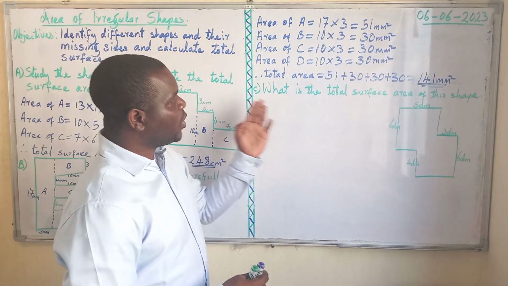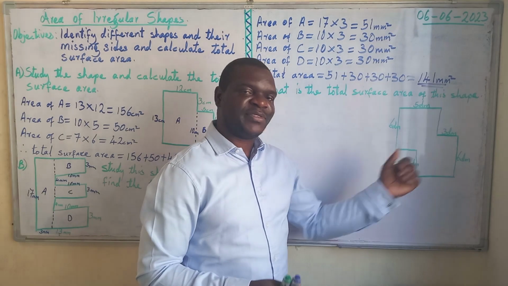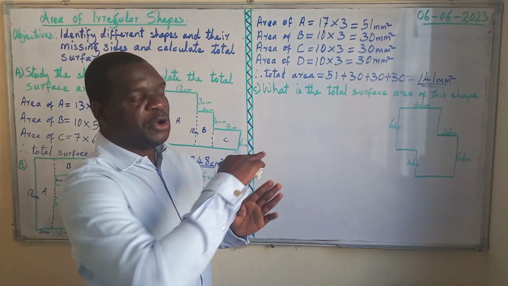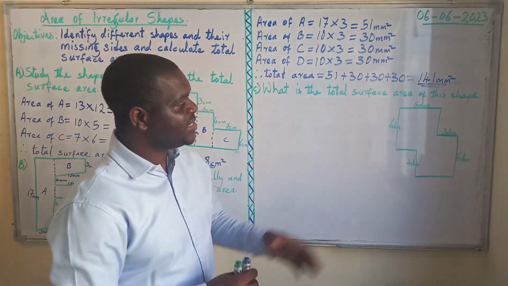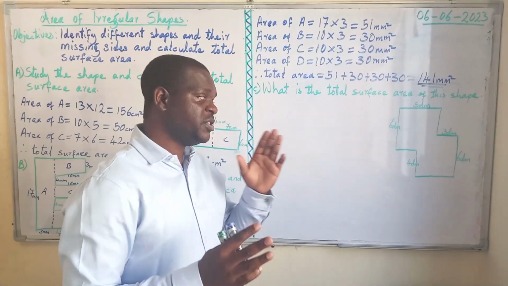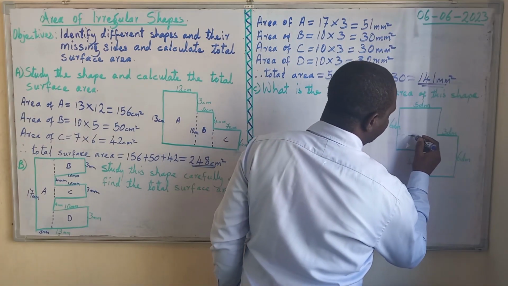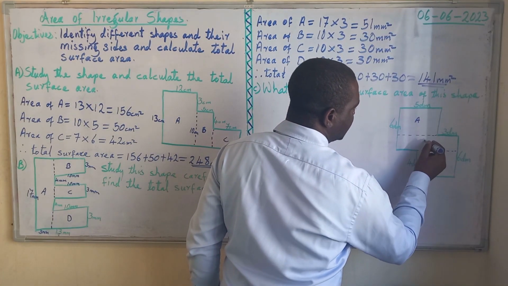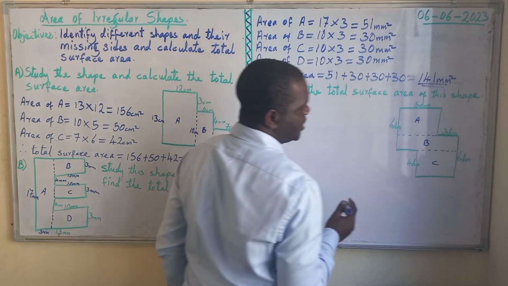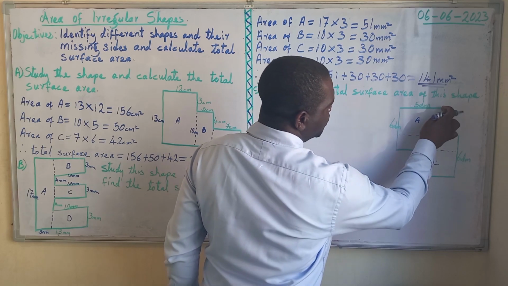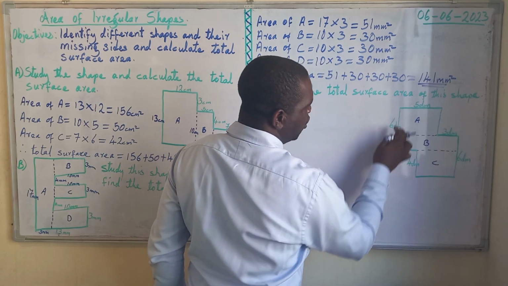It says, what is the total surface area of this shape? This is a very irregular shape. So let's use our horizontal or vertical dotted lines to make it regular or divide into regular shapes. Here we'll go horizontal and we will letter this A, this B, and this C. Let's find the missing side. Of A, we know this side already, but we don't know this side because 6 is all right down.